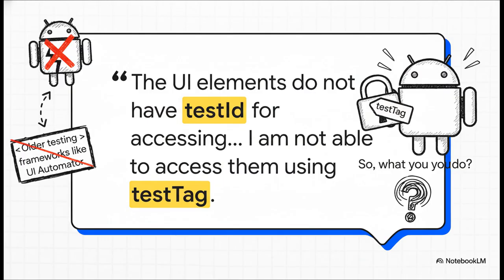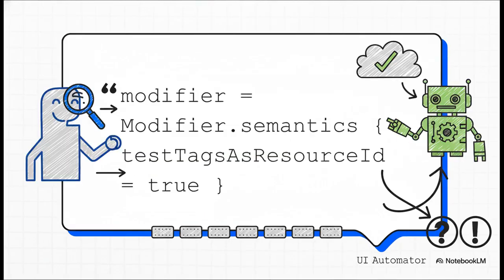Older testing frameworks, like UI Automator, rely on finding those old XML resource IDs to see what's on the screen. But in Compose, those don't exist. The official replacement is something called a test tag, but those old tools can't see it by default. So, are you just stuck? Nope. And the solution is actually so simple and elegant, you're gonna love it.